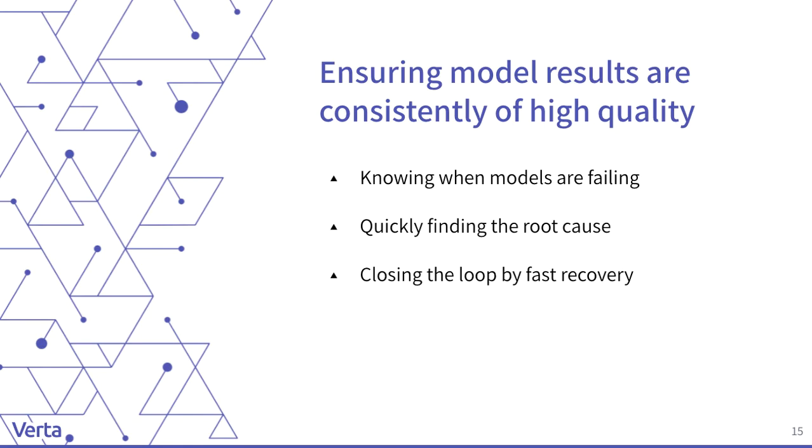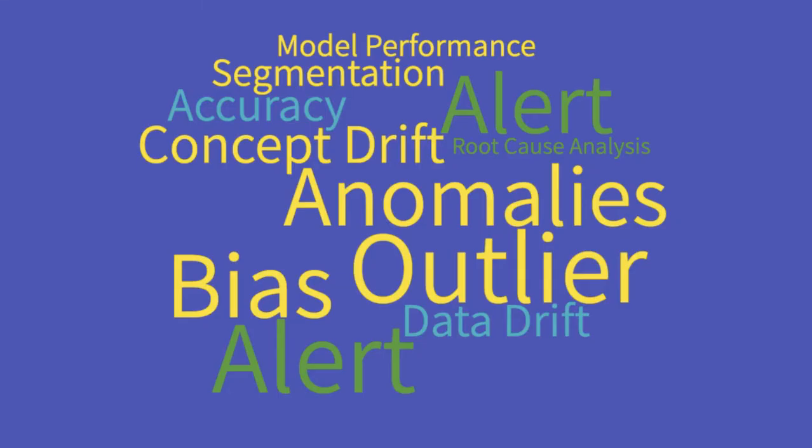Monitoring ensures model results are consistently of high quality. And it involves three key steps. First, knowing when models fail. Second, if a model fails, you are able to debug and quickly pinpoint the root cause. And third, you have the automation in place for a faster recovery or resolution. And these are all super critical in order to effectively monitor your production models. From concept drifts to model performance, user segmentation and cohort analysis, alerts, outliers, data drift, bias, and we'll touch upon most of these areas throughout the presentation.